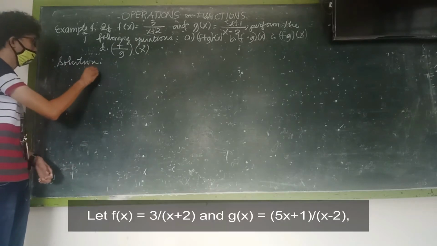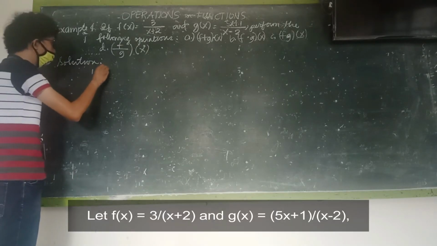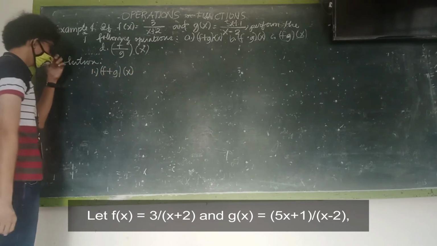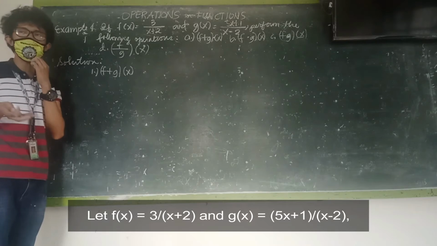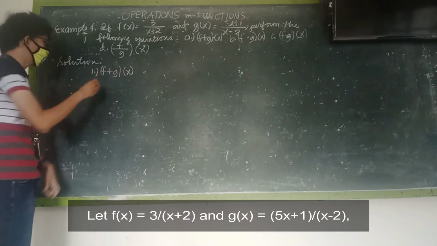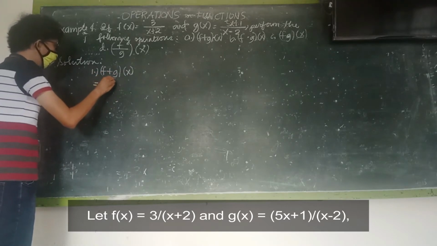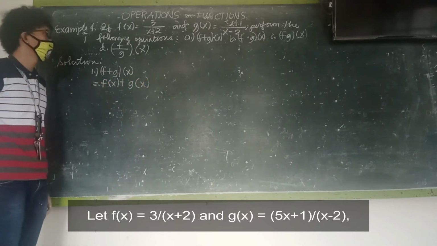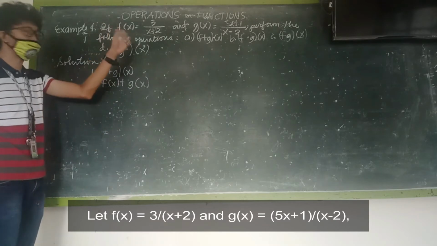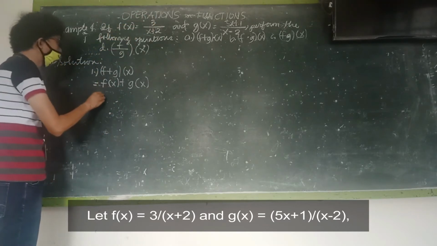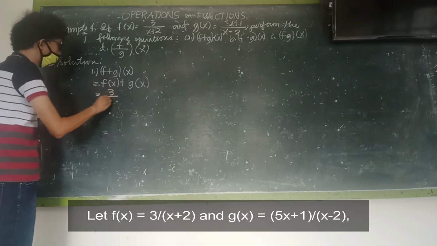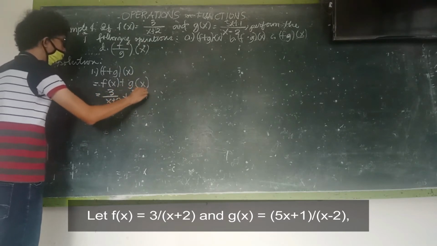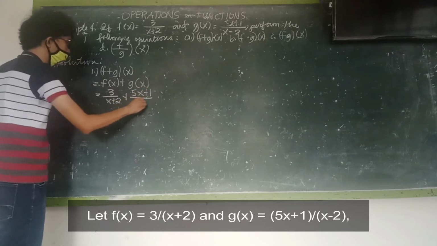So number 1, f plus g of x. Now, same pa rin ang rule natin. Pag f plus g of x, this is actually equal to f of x plus g of x. Now, ang f of x natin is a substitute yun. G of x is a substitute rin natin. So, ang f of x natin is 3 all over x plus 2 plus 5x plus 1 all over x minus 2.